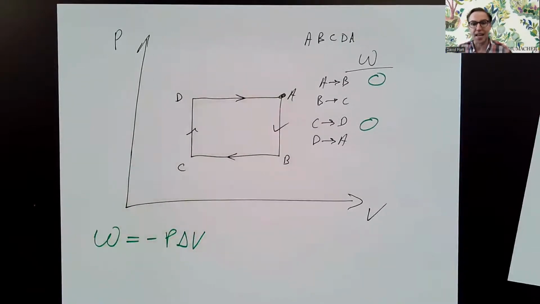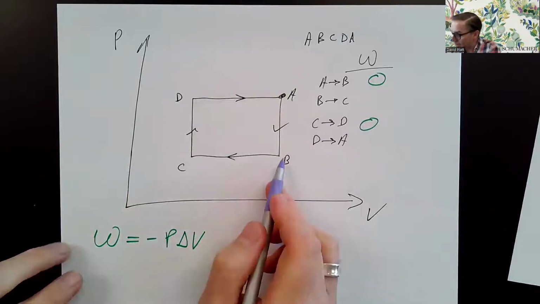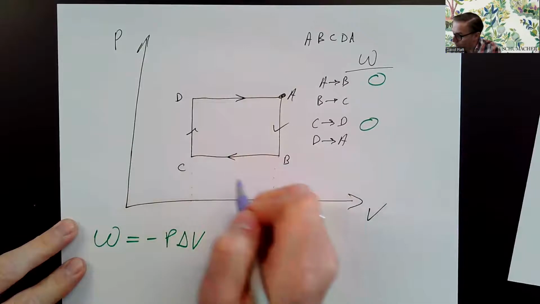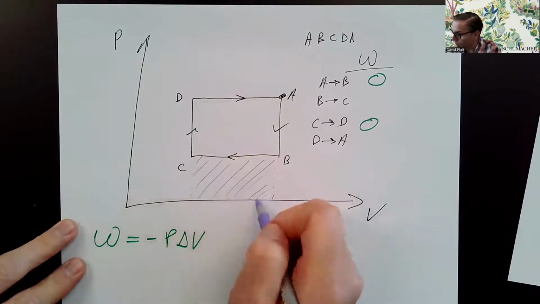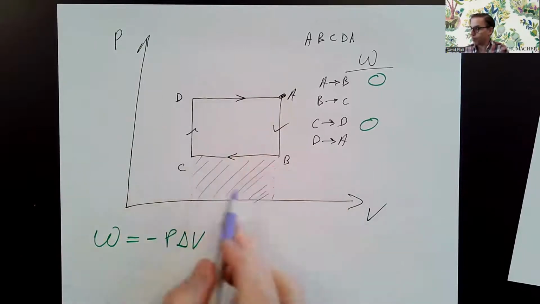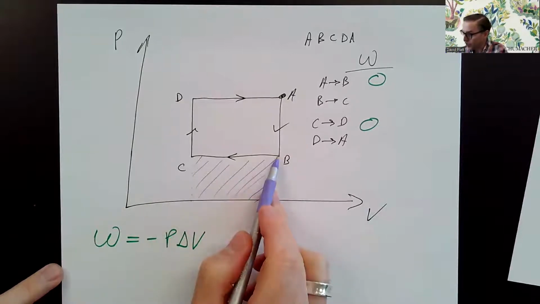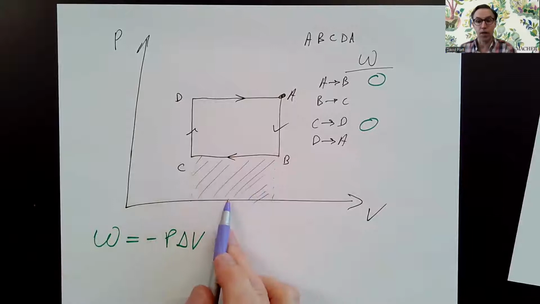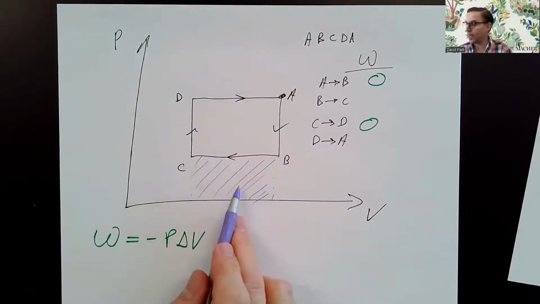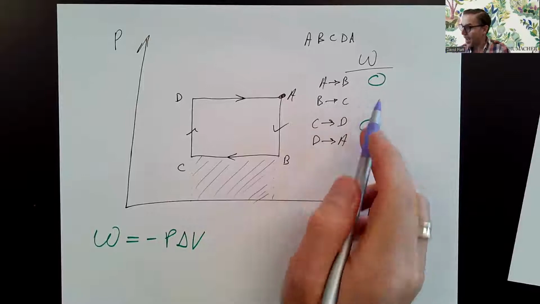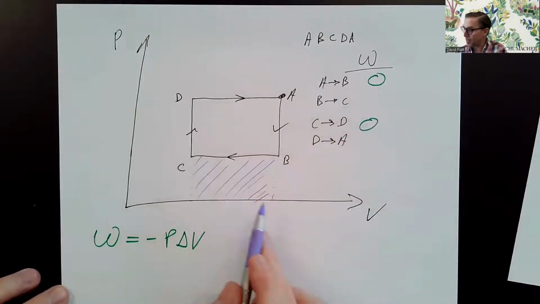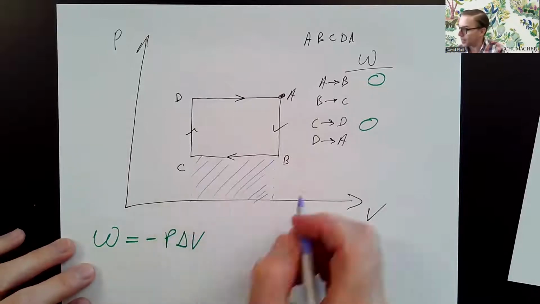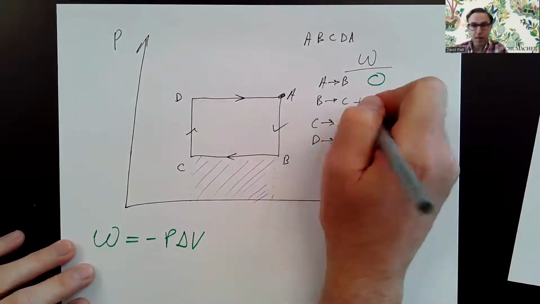So let's take a look. From B to C, I want the area under the curve. So this area is the absolute value of that work. The absolute value of that area is the amount of work. And because we're going from B to C, because the volume is decreasing, the work done on the gas is positive.